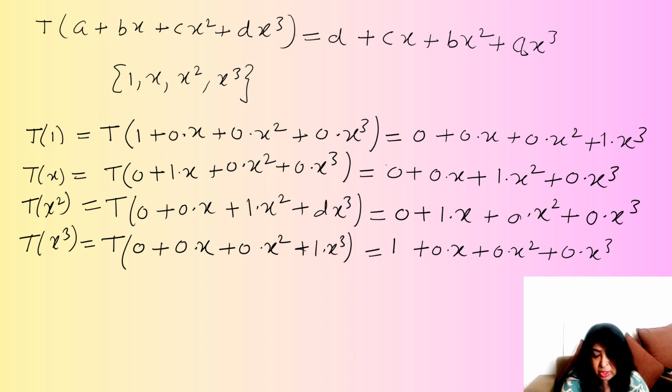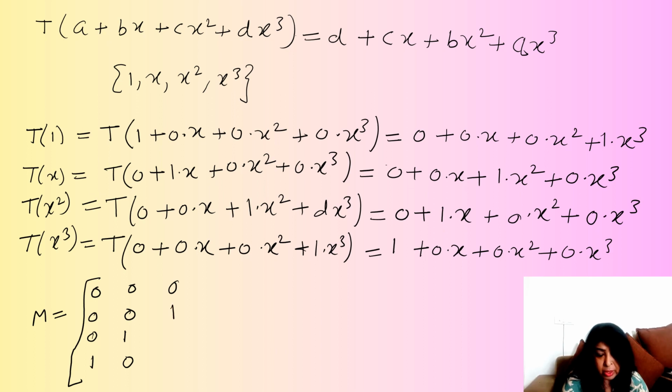So our matrix M is equal to: the first column will be 0, 0, 0, 1. The second column will be 0, 0, 1, 0. The third column is 0, 1, 0, 0. And the fourth column is 1, 0, 0, 0.